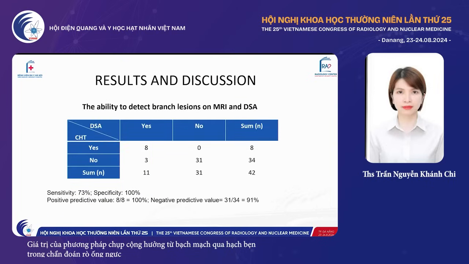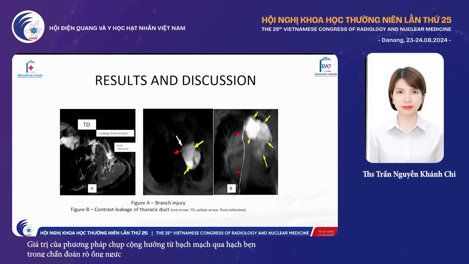About the ability to detect thoracic duct lesions on MRI and DSA, MRI detected 8 cases, while DSA detected 11 cases. MRI has a sensitivity of 73% and a specificity of 100%. Figure A shows a patient with a thoracic duct lesion creating a fluid collection in the left supraclavicular region. And Figure B shows a patient with direct contrast leakage from the thoracic duct into the mediastinum.